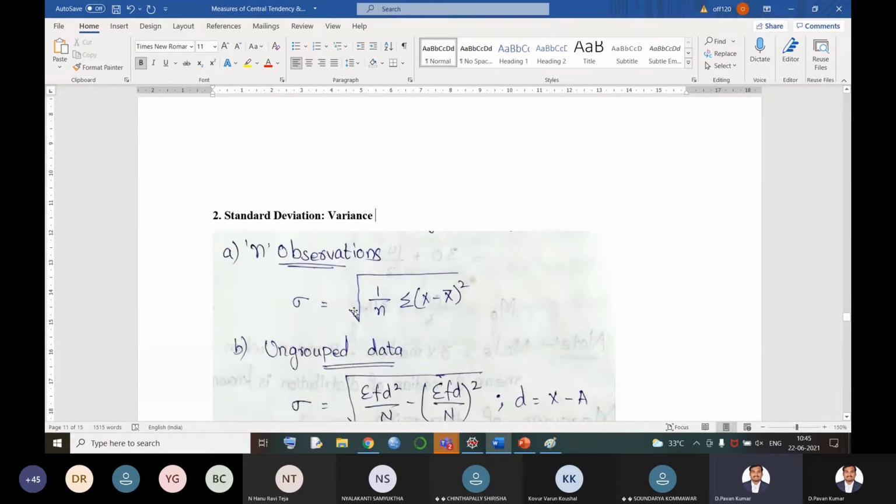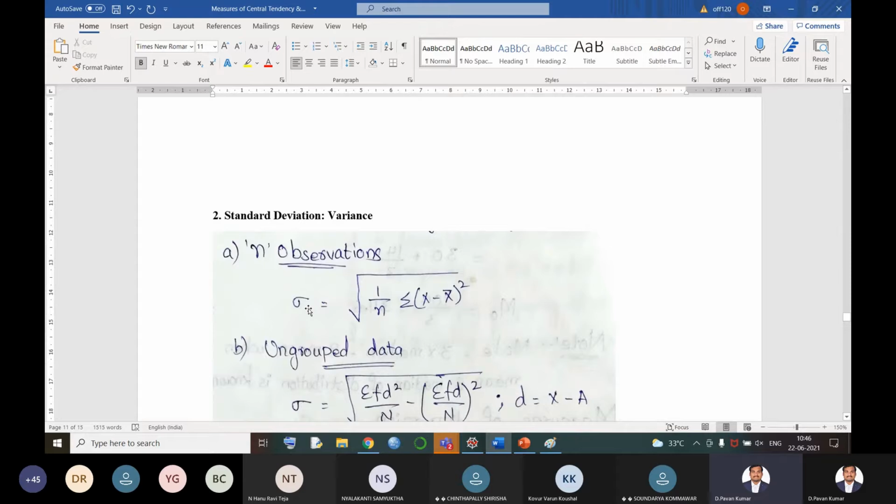Now, what do you mean by variance here? Squaring on both sides, sigma square is equal to, we will not have the square root here, 1 by n summation x minus x bar whole square. That means sigma square is called variance and sigma is called standard deviation. Okay, I hope the concept is clear for you.